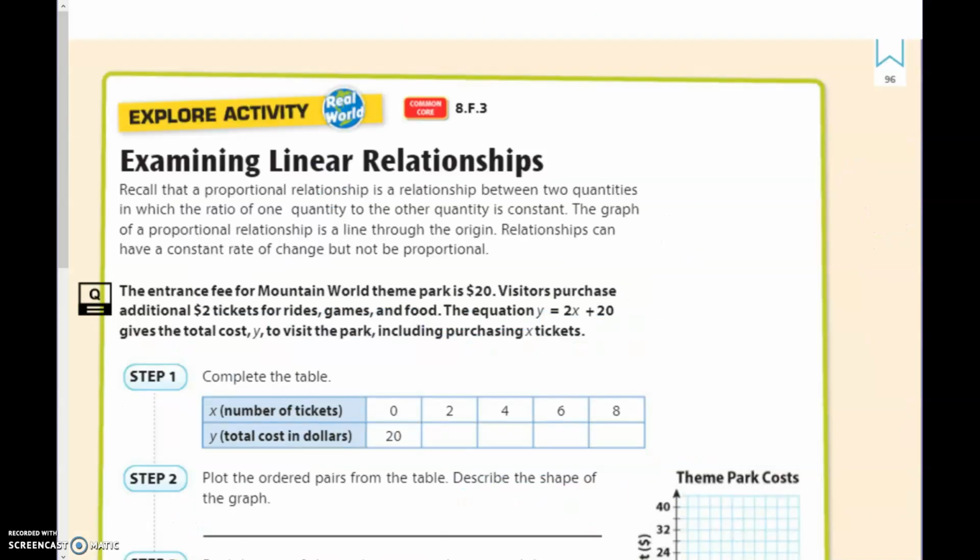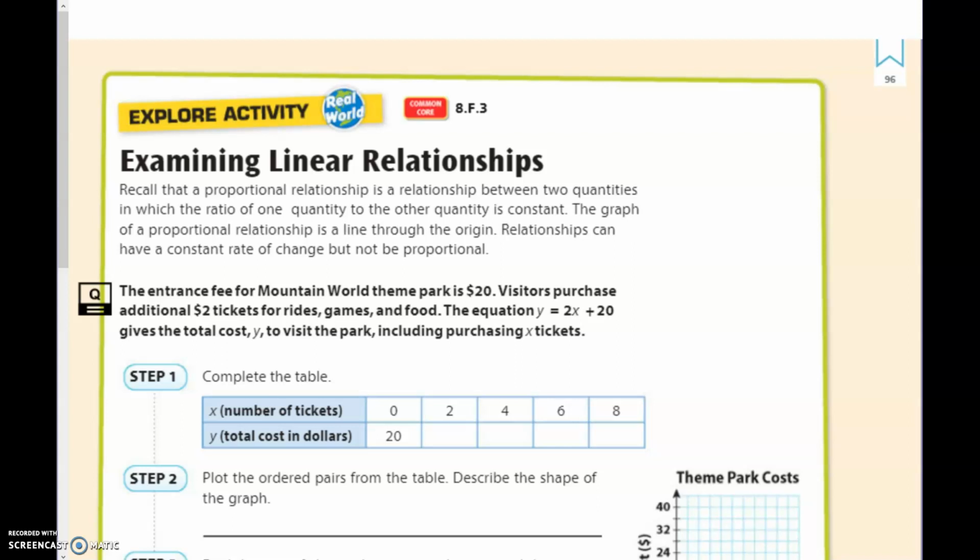All right, let's look at this here. So the entrance fee for Mountain World Theme Park. So this is kind of like going to Valley Fair. You pay a cost to get in. Well, at this particular place, you pay $20 to get in, but then you also pay extra for rides and games and food. At Valley Fair, you don't have to pay extra for rides, but if you're going to play games or buy food, that is going to cost extra. So just getting to Valley Fair is going to cost you money. If you buy extra things, then it's going to cost you more money.